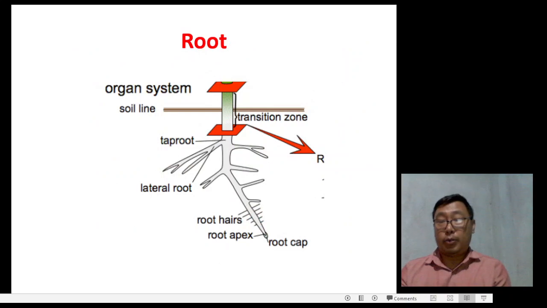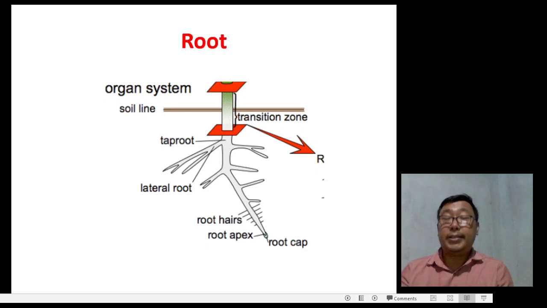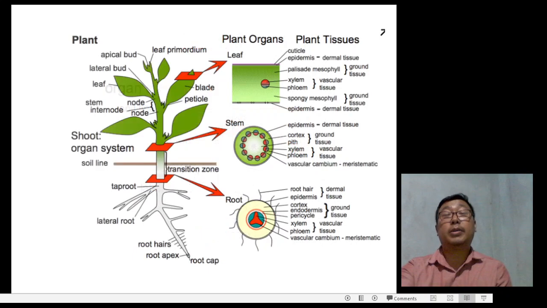Plants which are growing beneath the ground are known as roots. Roots may have taproot or fibrous root type according to different types of plant, but here in angiospermic plants we have the taproot system, and in taproot we have taproot, lateral root, root hair, root apices, and the tip of the root is what we call root cap.